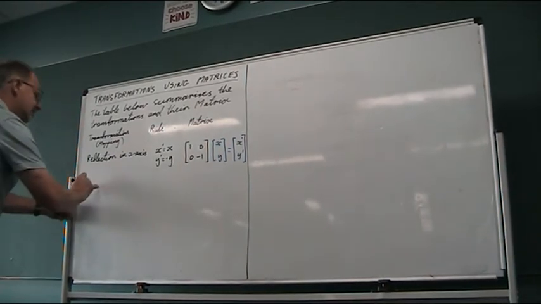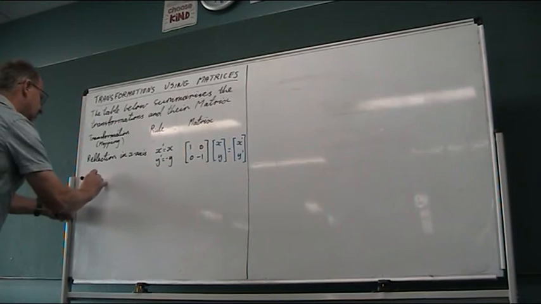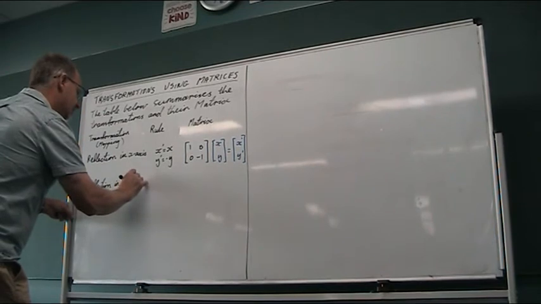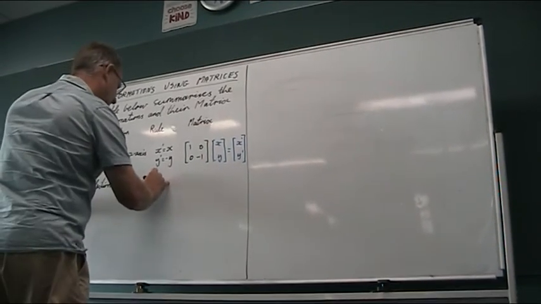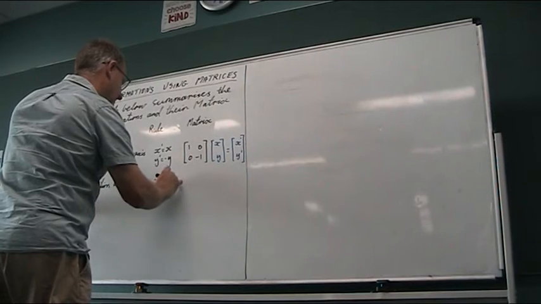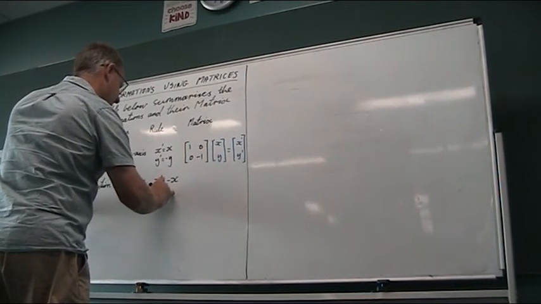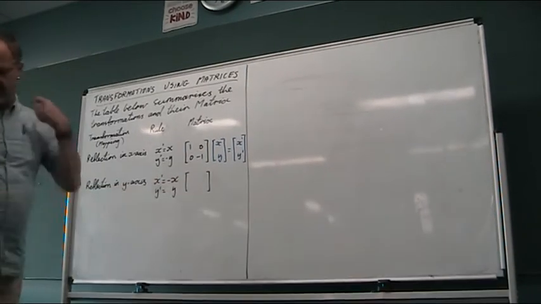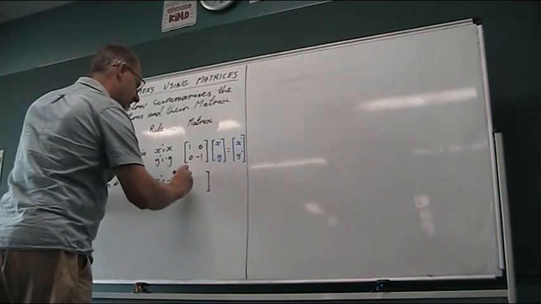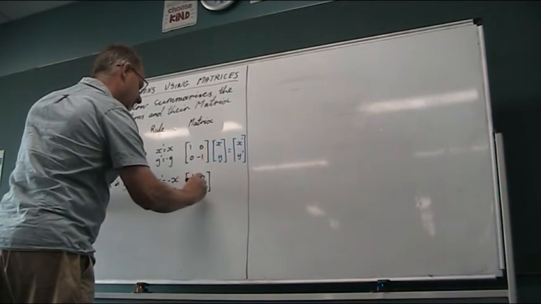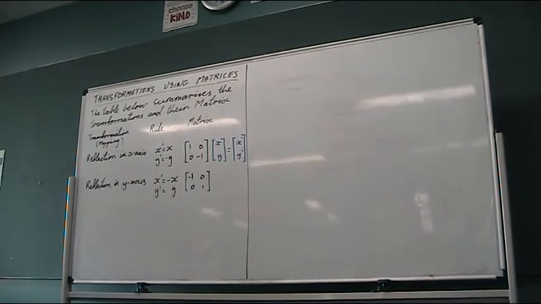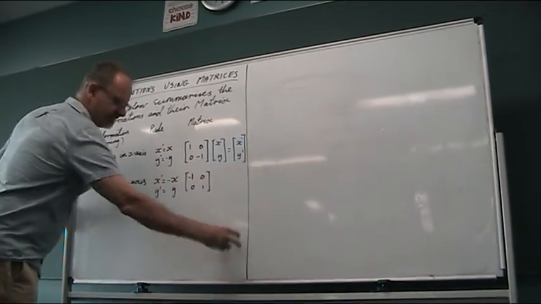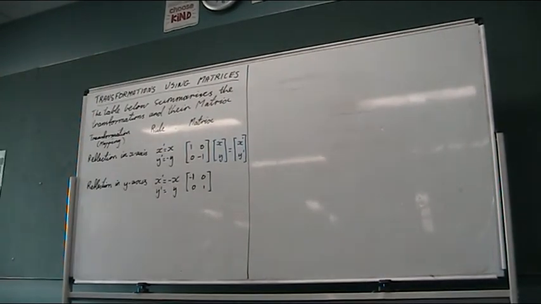Reflection in the y-axis. What changes there? The x value. The x value becomes negative. The y stays as it is. So the matrix that reflects that is negative 1 up here, 0, 0 and 1. This stuff in blue goes all the way down there.